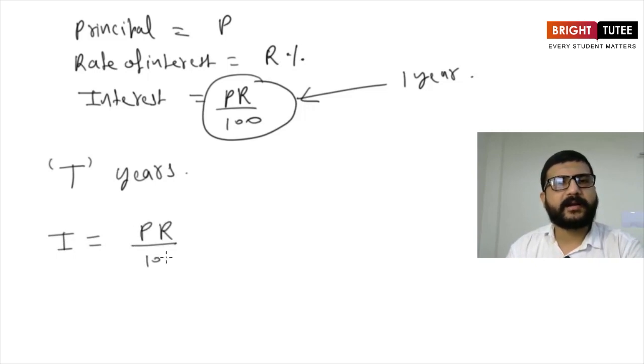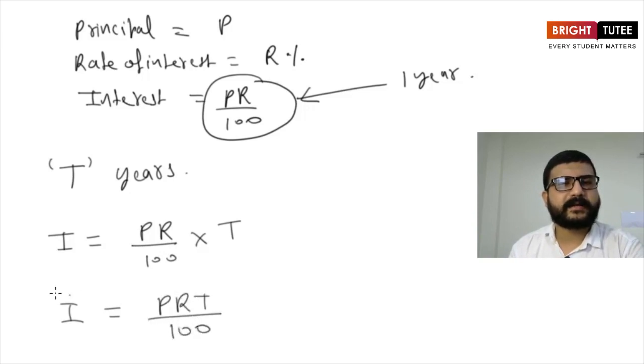PR upon 100 into T. We just simply multiplied PR upon 100 with T. Why did we do so? Because for 1 year it is PR upon 100, so for T years it will be PR upon 100 into T. Now this gives us a formula for finding simple interest for T years. That is, if the sum is borrowed for T years, then the interest will be equal to PRT upon 100.